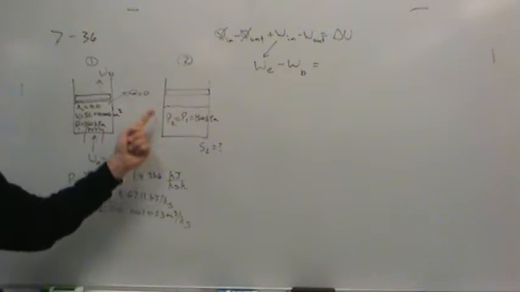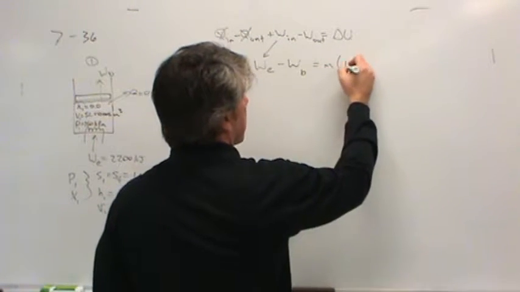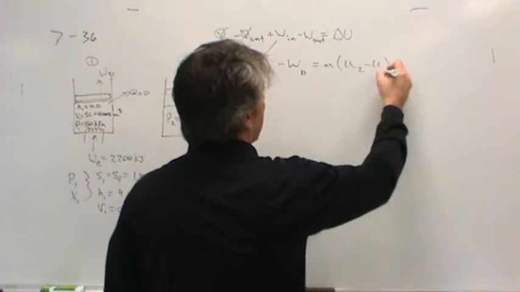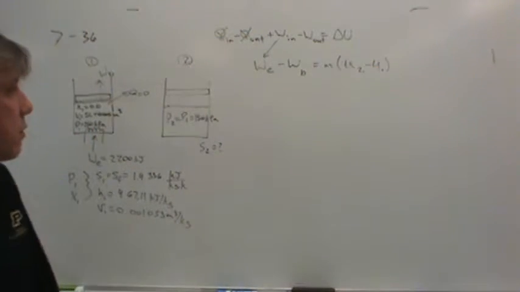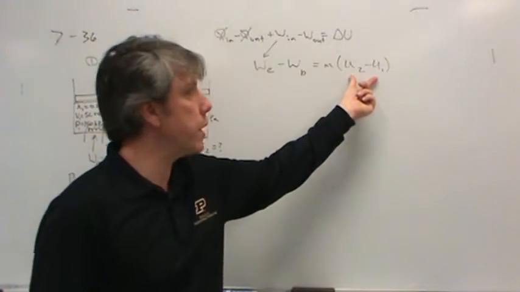But what happens is the amount of energy in the system changes. So we can write that as the mass times the internal energy in state 2, less the internal energy in state 1. This is just evaluating how much energy there is, but writing it down on a specific mass basis.